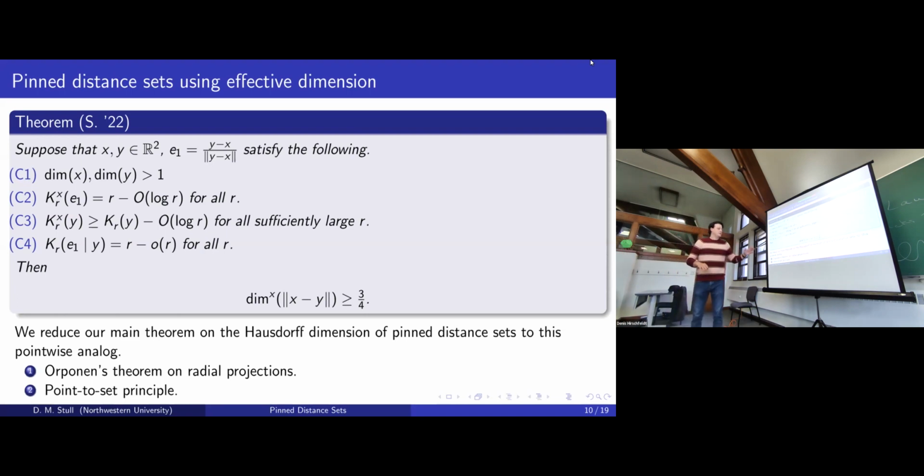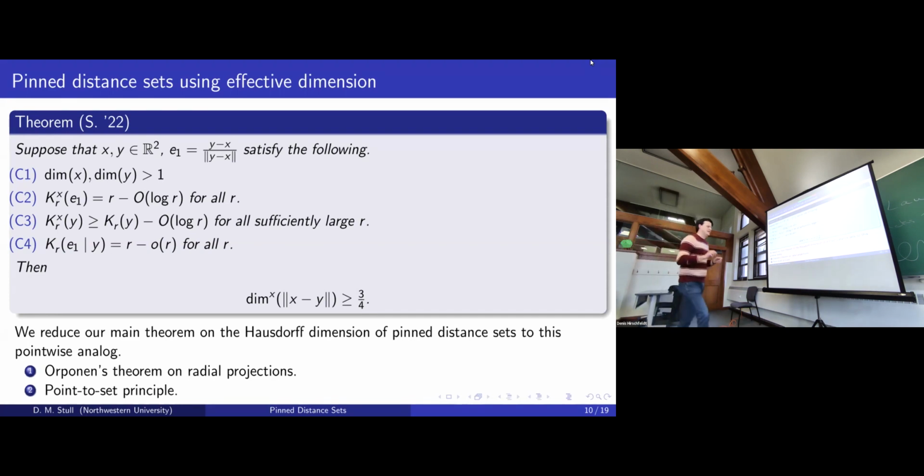The main ingredients are a theorem of Orponen on radial projections combined with the point to set principle, but I won't have time for this. So I'm going to take this reduction as a given and just tell you that if we can prove this theorem, then we prove the classical result.